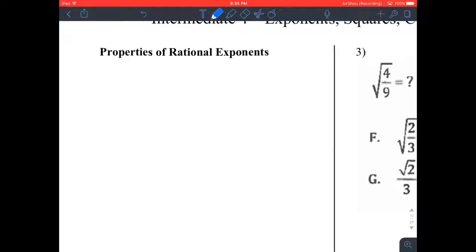Rational exponents. These are exponents that are fractions using integers. So there's one really important property, and it's probably the only one that we're going to discuss, and that is the nth root of x to the mth power, which is equivalent to saying the nth root of x to the mth.